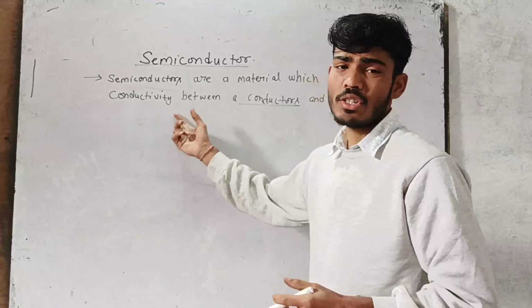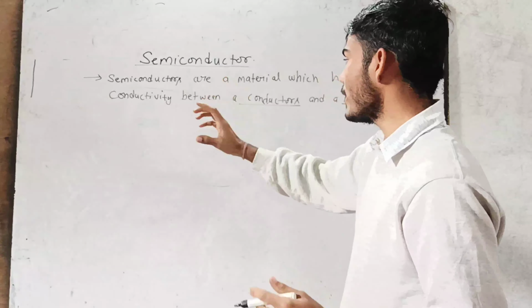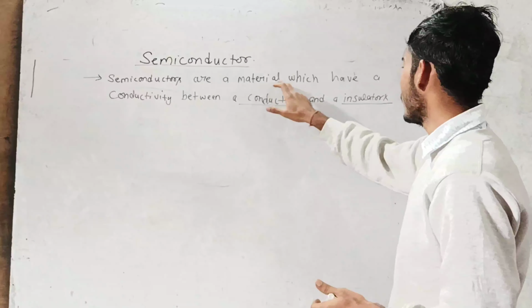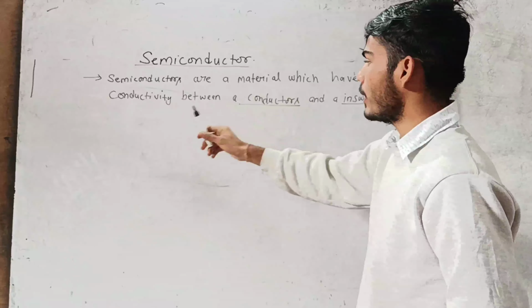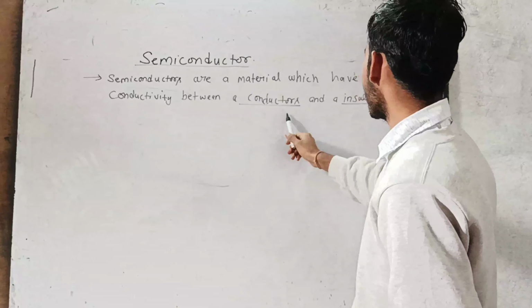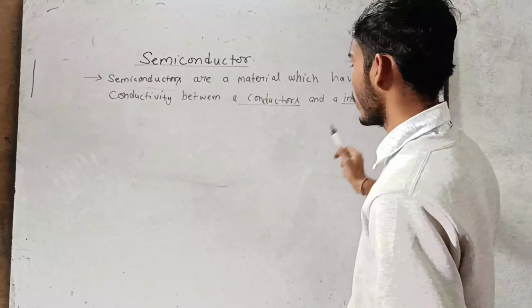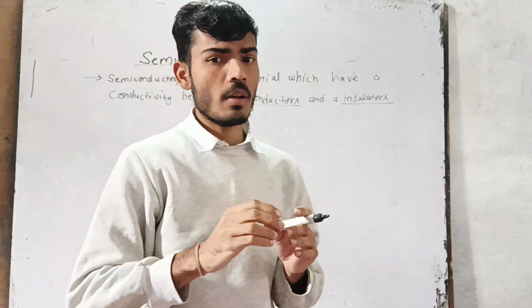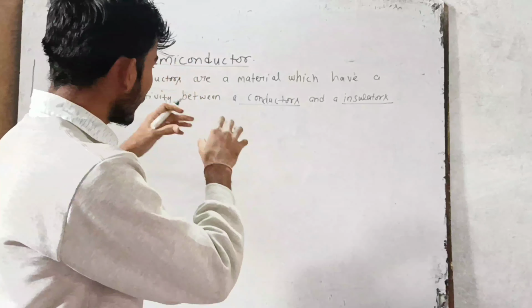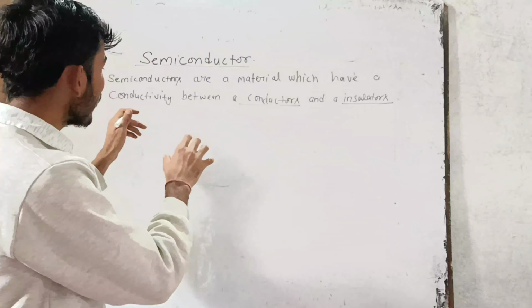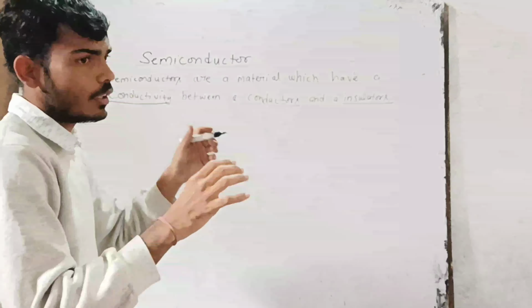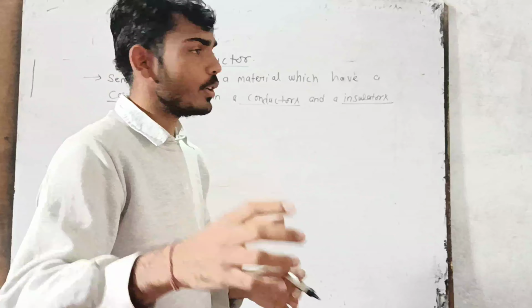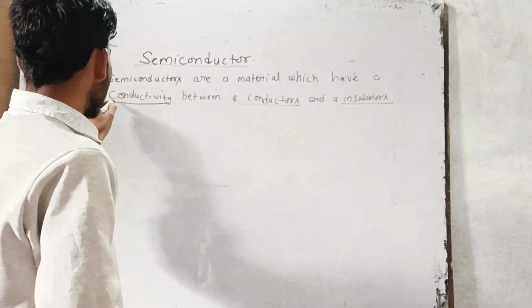So this is the definition of semiconductor. Semiconductors are a material which have a conductivity between a conductor and an insulator. So basically this is the definition which you have to write. What is the meaning of this conductivity? Basically I'm going to explain this definition.